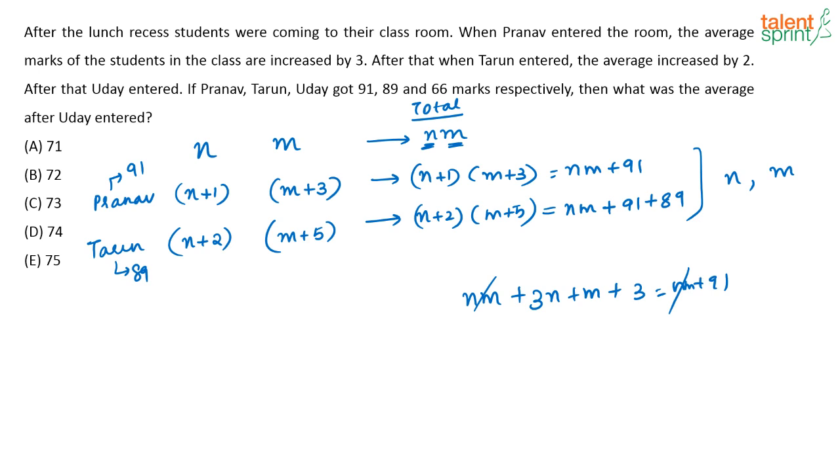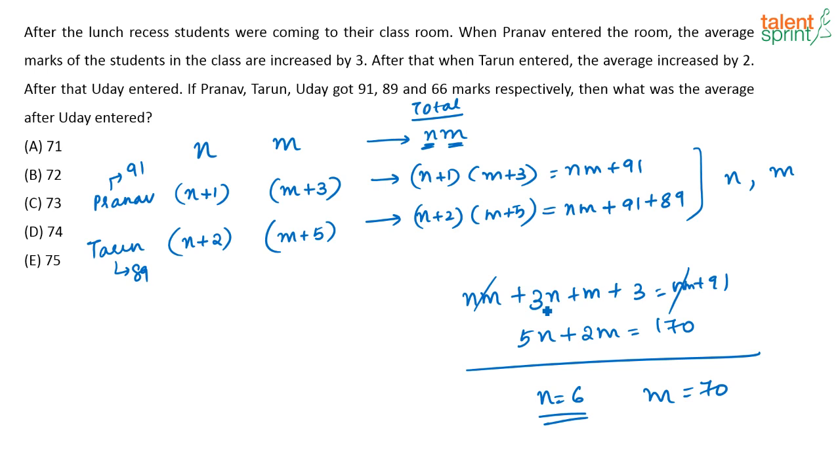Similarly, when you solve this, I think you will get 5n plus 2m equal to 170. Solve for these two. What will you get? You will get n is equal to 6 and m is equal to 70. You have 3n plus m is equal to 88, correct? This 3 will go that side. So you will have 3n plus m is equal to 88, 5n plus 2m is equal to 170. Yes, 180 minus 10, correct. So you will get n is equal to 6, m is equal to 70.